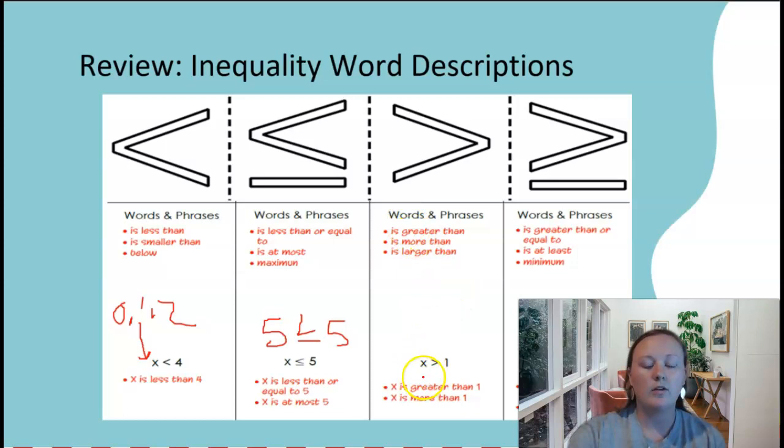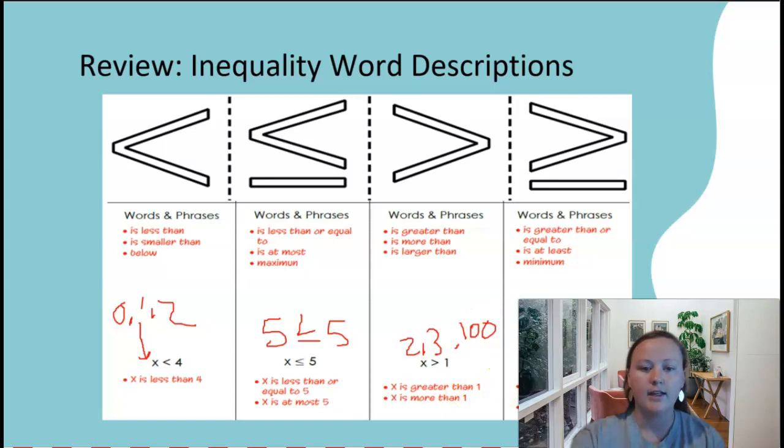This is our greater than sign. X is greater than 1. X stands for any number that is more than 1. So 2, 3, 100, okay?